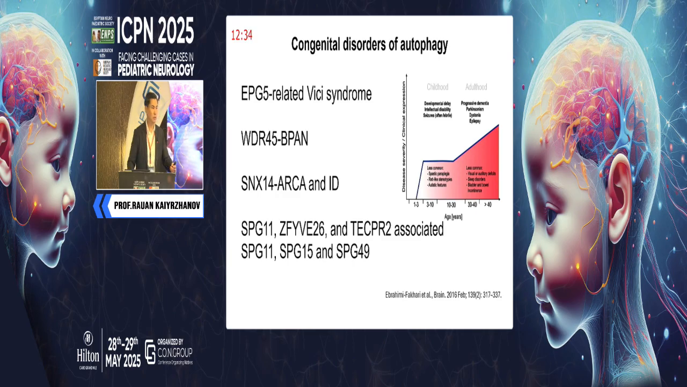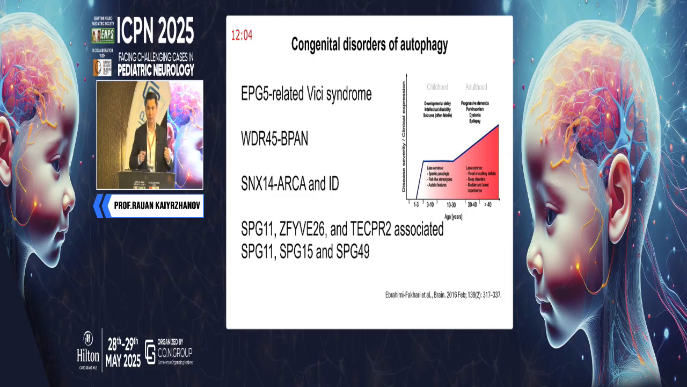So one of the examples is autophagy. We know autophagy is very important for all cellular subtypes, and especially for the nervous system. And there is an emerging group of diseases called congenital disorders of autophagy, and they have a specific clinical signature. Many genes fall into this category, like EPG5, classically known to be associated with Vici syndrome, but also WDR45, BPAN, brain iron accumulation, types of ataxia, SPG11, well known, probably you have many patients, SPG15, and so on.